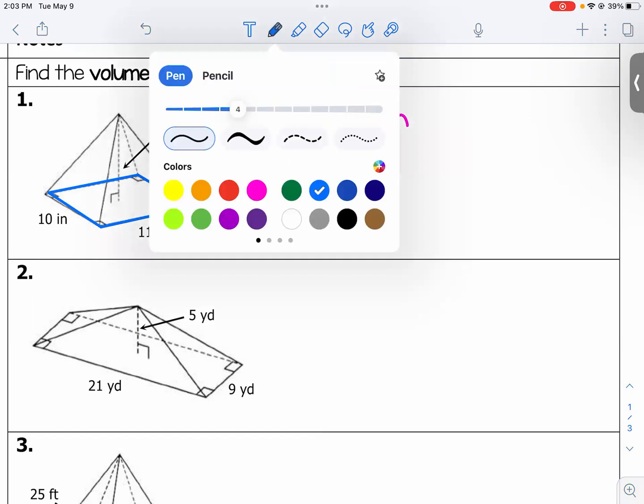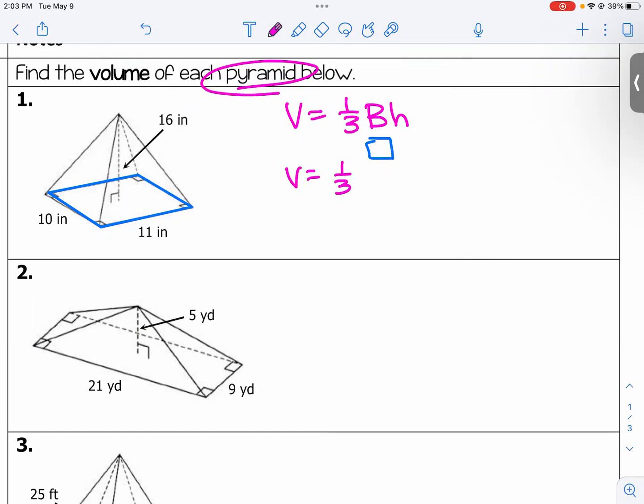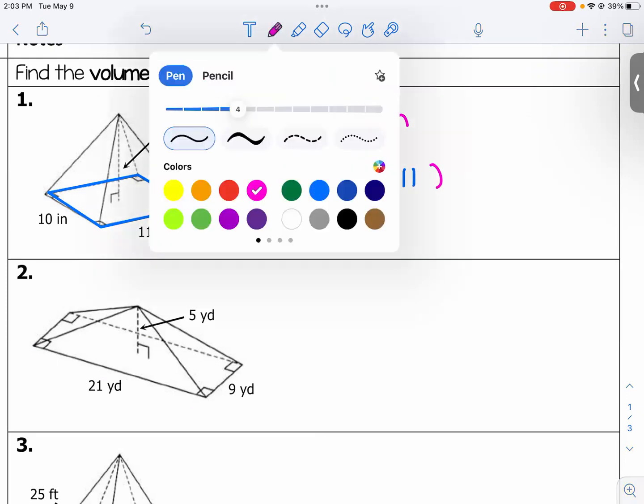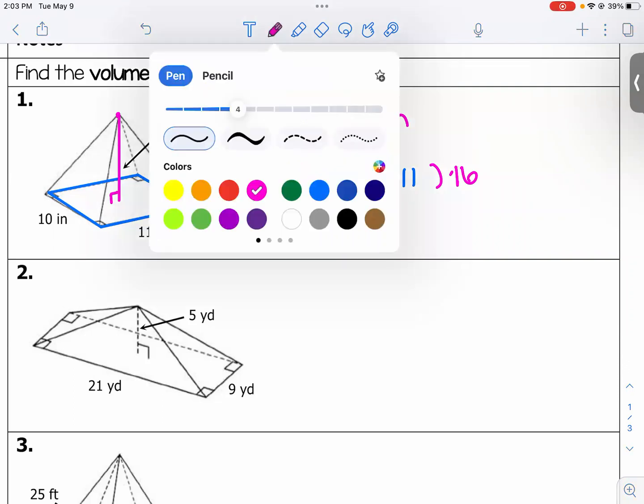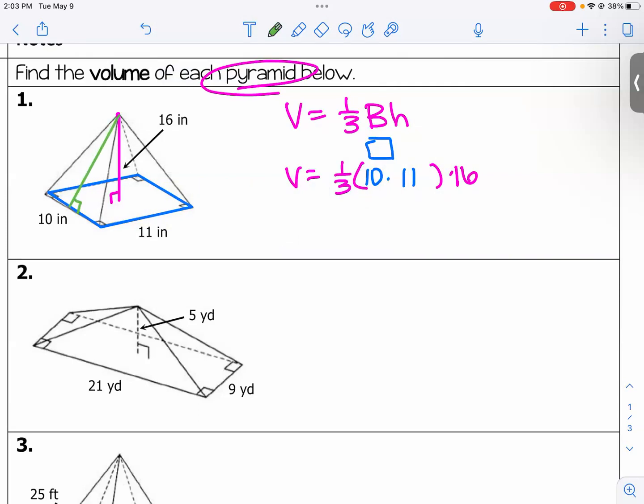Okay, so the volume is going to be 1/3. The area of our base is 10 times 11. And then, Jack, what's the height of our pyramid? So notice how when we're talking about the height of our pyramid, we're going from that tippy top vertex point to the center of our base at a 90-degree angle. Now, when we did surface area, that's not what we used. When we did surface area, we needed that measurement right there.